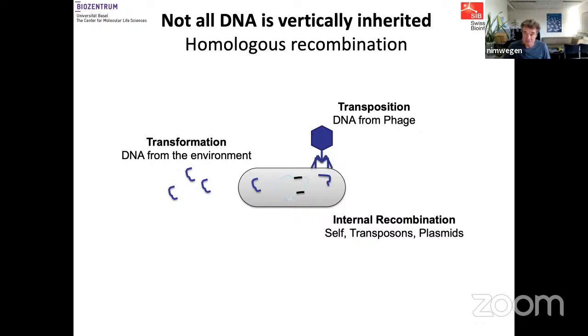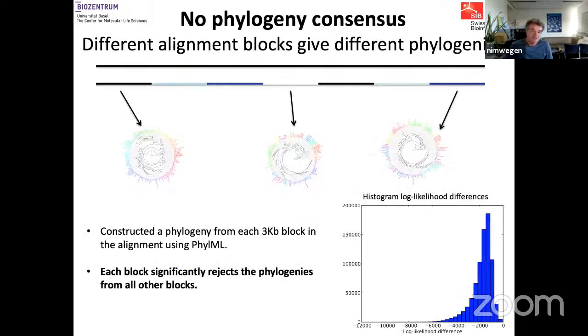There are all kinds of processes that allow DNA to move horizontally. That is to say, DNA moves from one bacterium into another bacterium and is homologously recombined into this bacterium. So the question is, what is the impact of this on the meaning of this phylogenetic tree that we built? And so as a first test, we decided to do something that has been done many times in the past, which is you cut your whole genome alignment into blocks. In this case, we cut it in blocks of 3 kb. We can use other sizes.